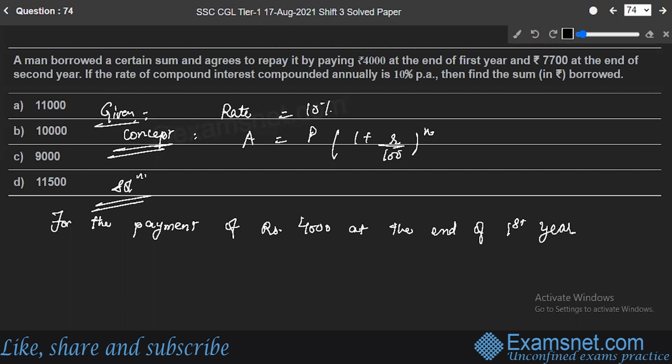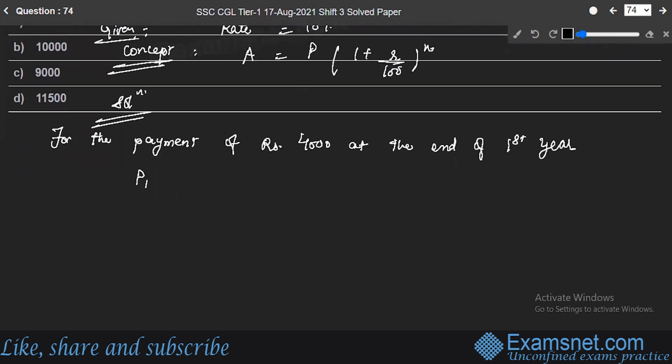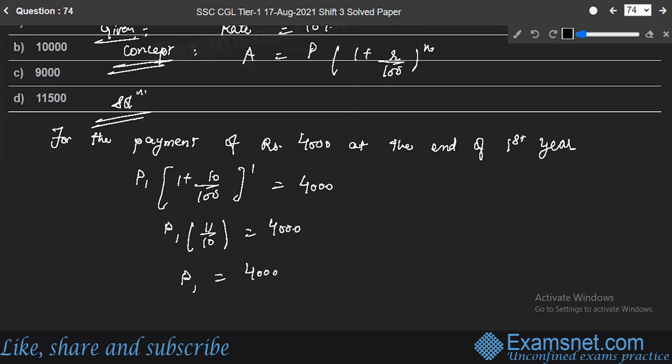Okay, what do you have? You need to have some principal over here. So P1, I'm assuming, into 1 plus 10 upon 100, number of years is 1, is equal to 4,000. So P1 will be equal to, you will solve this. Sorry, not P1, P1 into 11 upon 10 is equal to 4,000. So P1 will be equal to 40,000 upon 11. Right? This is the first thing.